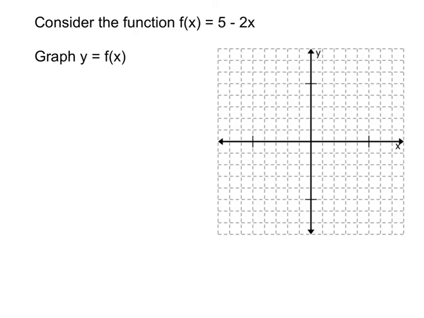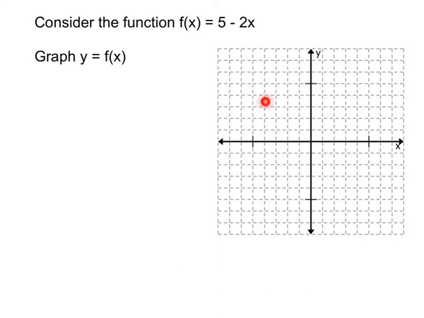So let's look at this first example. We're going to graph this function, f of x equals 5 minus 2x. And remember what this means. This is saying the output of our function is going to be 5 minus 2 times the input of our function. And what we're going to graph is y is equal to f of x. All this instruction tells us is that y in our graph is going to be represented by the output of the function.